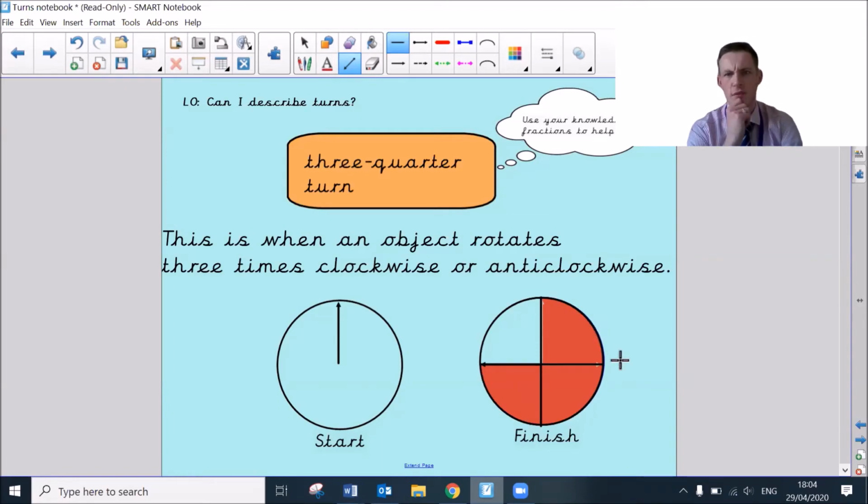Again, I think we should know this by now. Have we gone clockwise or anti-clockwise? Have we gone to the right or to the left? Well, because this part's missing here, we must have gone round the clockwise way. We must have gone a 3/4 turn clockwise.